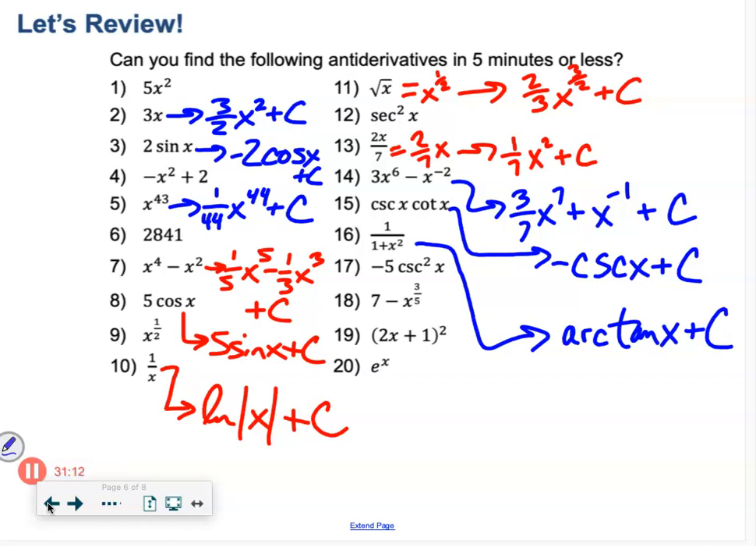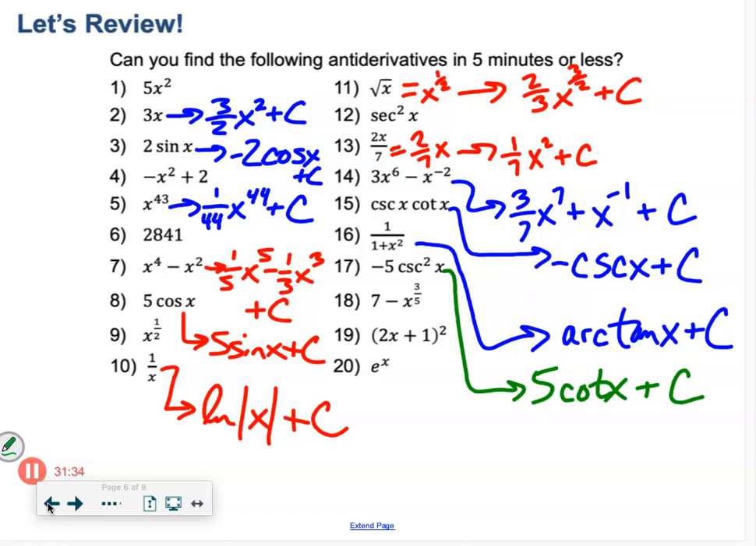Let's see. We're on 17. 17 is very similar to 15. So we want to know what function has a derivative of cosecant squared? Cotangent, right? And it'd normally be negative, but this negative means that it would be positive. It kind of reverses the sign. So you get 5 cotan x plus c.